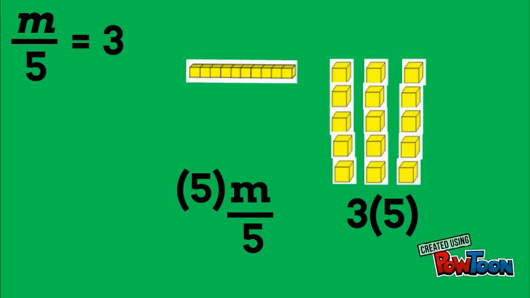So notice when we show the math, we actually ended up multiplying both sides of our equation by 5. And when we do that, it leaves us with m equals 15.